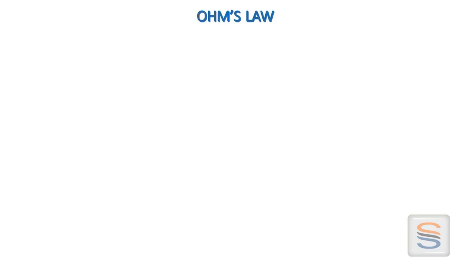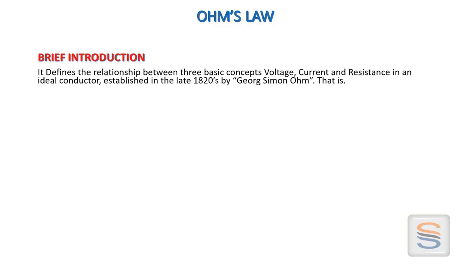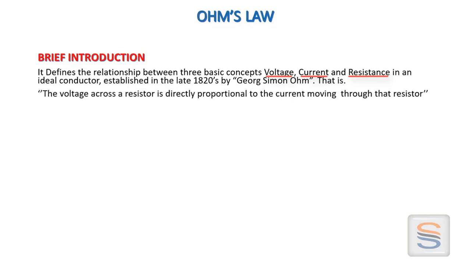Now we will go into the details of this law. First of all, we have a brief introduction. It defines the relationship between the three basic concepts: voltage, current and resistance in an ideal conductor, established in the late 1820s by Georg Simon Ohm. That is, the voltage across a resistor is directly proportional to the current moving through that resistor. So mathematically we can write it as V is directly proportional to I in a given time domain.